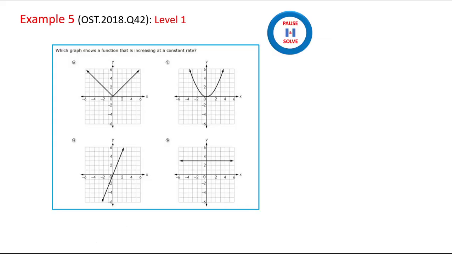Example number 5. Which graph shows a function that is increasing at a constant rate? Increasing at a constant rate. Obviously, you can immediately guess that this is your answer right here. That's increasing at a constant rate. This one here is not increasing. That's a constant function, not increasing and not decreasing, so you can cancel it completely. This one is decreasing to this point and then increasing from this point up. This one is nonlinear, so very easily you can guess the answer to be this.